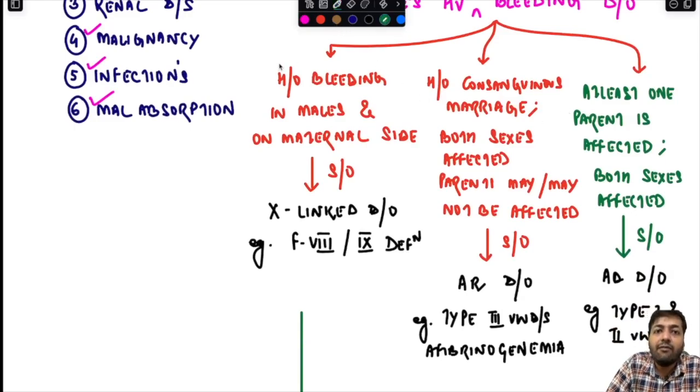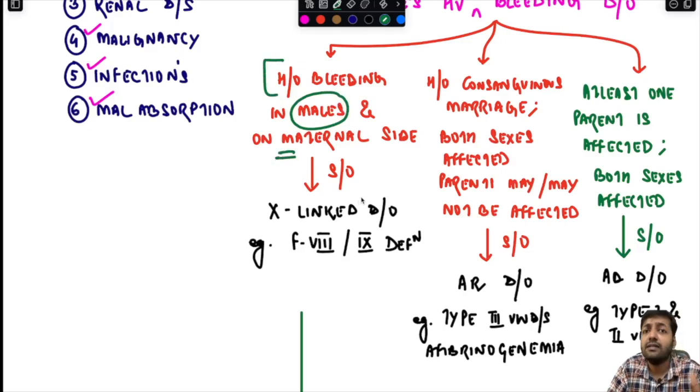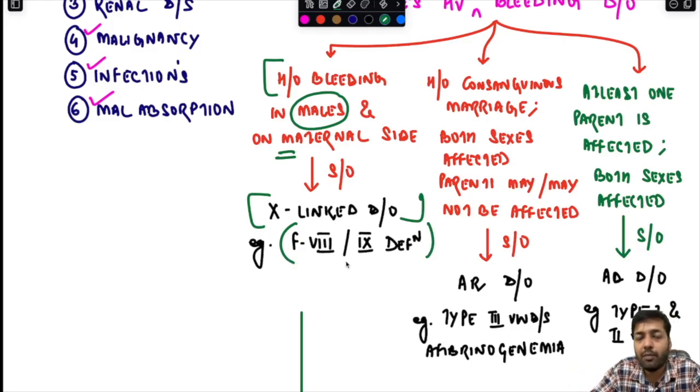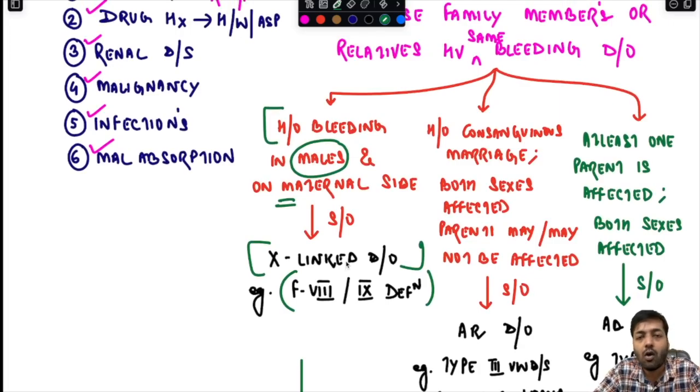So number one, if there is a history of bleeding only in case of males and on the maternal side, then it is quite suggestive of an X-linked disorder. And among the X-linked disorders, hemophilia, that is factor number 8 deficiency, or hemophilia B, that is factor number 9 deficiency, is very common. So if there is a history of bleeding among the males or on the maternal side, it is suggestive of an X-linked disorder like hemophilia, factor 8 or factor 9 deficiency, okay. Factor number 8 deficiency is called hemophilia A, and factor number 9 deficiency is called hemophilia B.